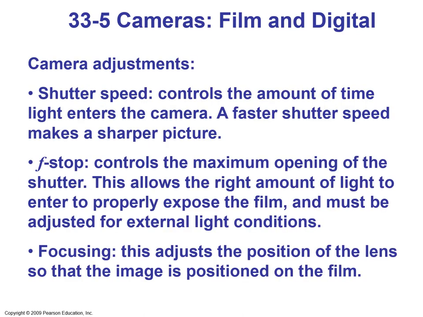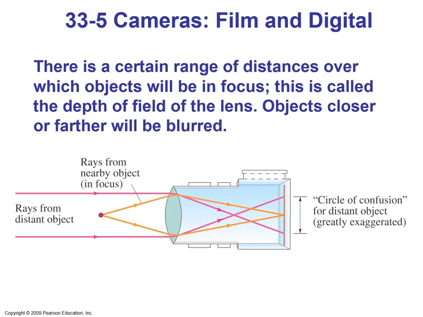Some camera adjustments include shutter speed, that controls the amount of time light enters the camera. A faster shutter speed makes a sharper picture. F-stop controls the maximum opening of the shutter. This allows the right amount of light to enter to properly expose the film and must be adjusted for external light conditions. Focusing adjusts the position of the lens so that the image is positioned on the film. There is a certain range of distances over which objects will be in focus. This is called the depth of field of the lens. Objects closer or farther will be blurred, or they become out of focus.